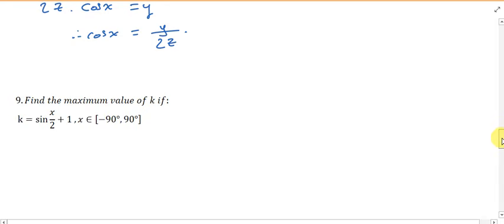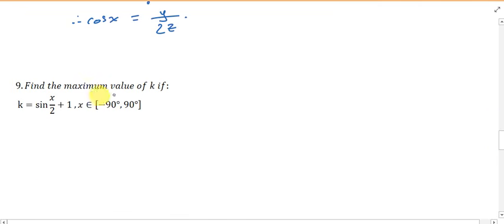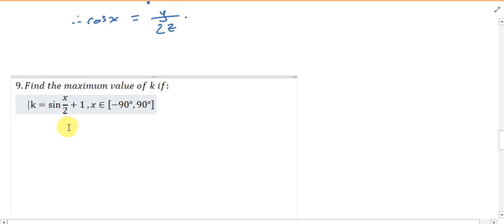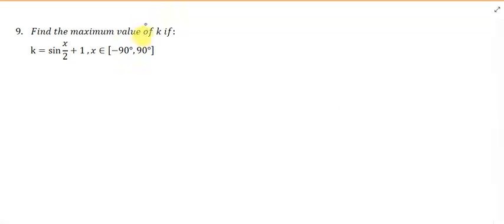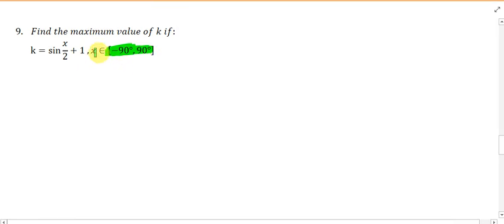Question number 9, find the maximum value of k. If k is equal to sine of x over 2 plus 1, from minus 90 to 90. Now very important to note here is the domain of this function. The domain of the function is x is an element from minus 90 to 90.